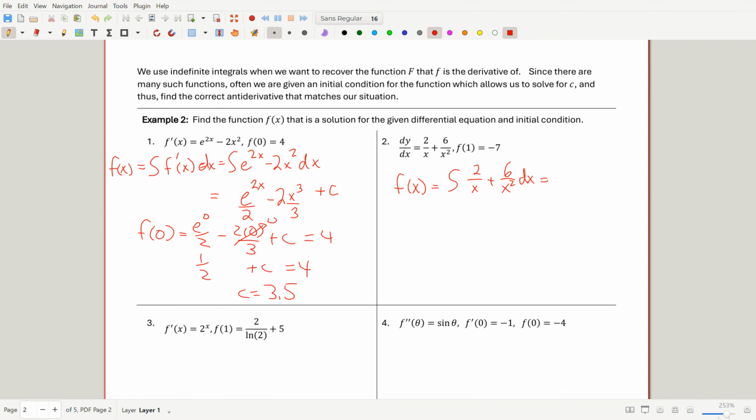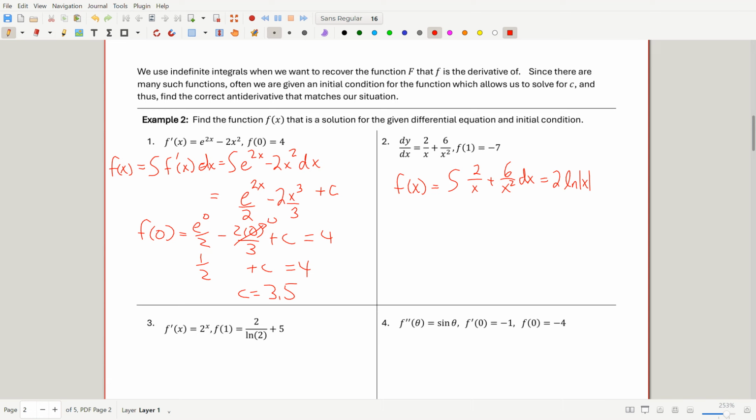which is, 2 over x becomes 2 ln the absolute value of x. I know, and I hate saying it because it takes so many words to say it. 2 ln absolute value of x. And then, of course, always careful, this is 6x to the negative second power.